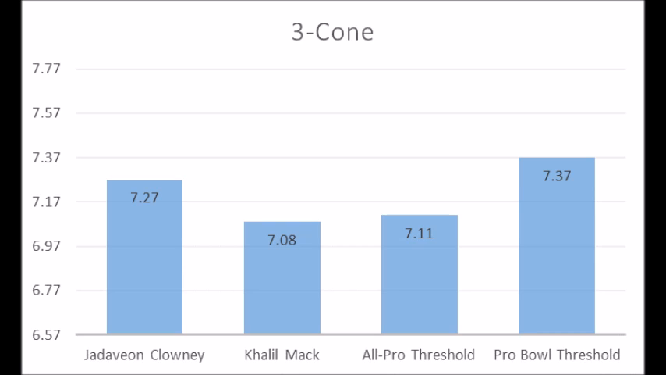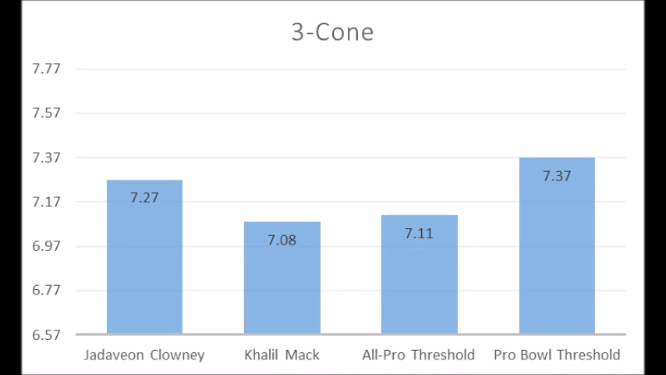100% of multiple Pro Bowl defensive ends since the 1999 NFL draft class had at least a 7.37 or less three-cone, and 100% of All-Pro edge rushers since the 1999 NFL draft class had at least a 7.11 three-cone or less. And in Clowney's case, he did not hit the 7.11 three-cone spot, and thus it drops his overall projection to just a guy with Pro Bowl potential versus All-Pro potential.